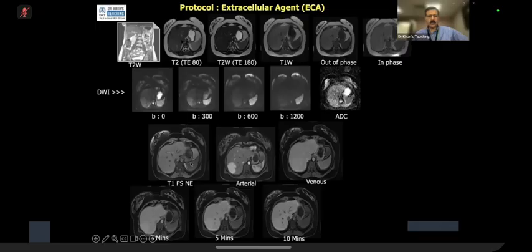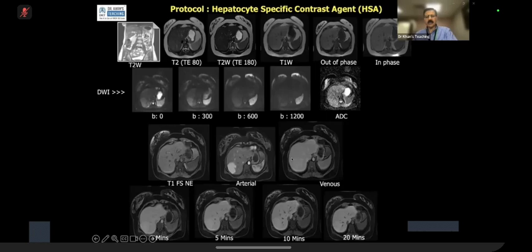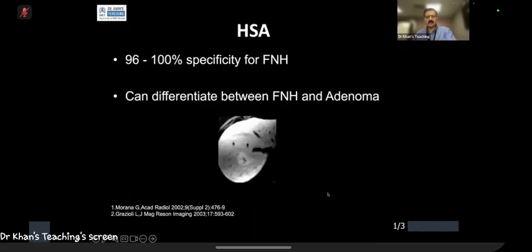Now, after that, we do a fat-saturated T1 pre-contrast. Then we use an auto-injector. We give contrast and do arterial phase, venous phase, 3-minute delay, 5-minute delay, and 10-minute delay. This is with the usual gadolinium. When we are using hepatocyte-specific contrast, then we use a 20-minute delay phase in which it excretes.